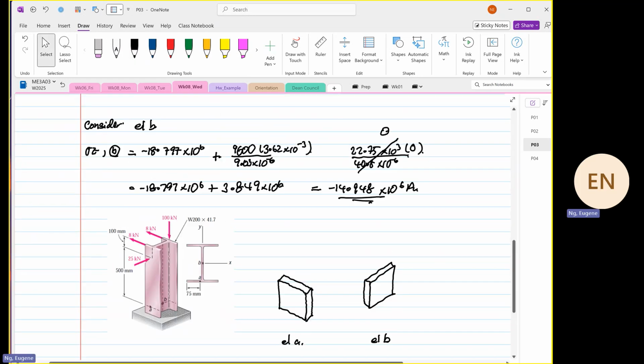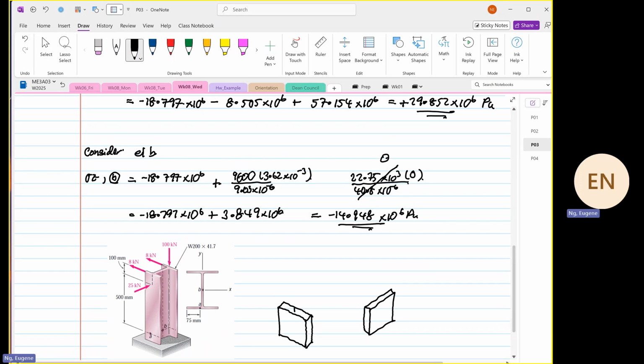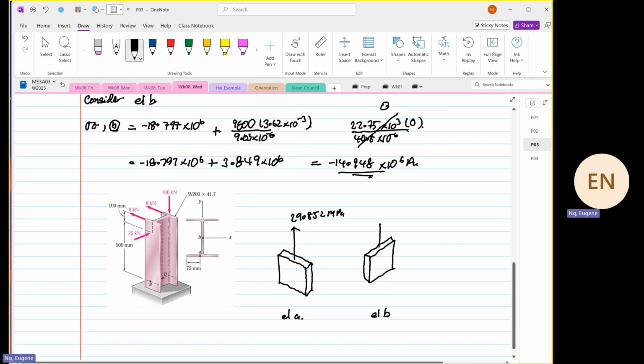So what we have just found out is on element A, we have a tensile value of 29.852 megapascal, whereas on element B, we experience a compression of 14.948 megapascal. Okay. Now you all know what your external load is.